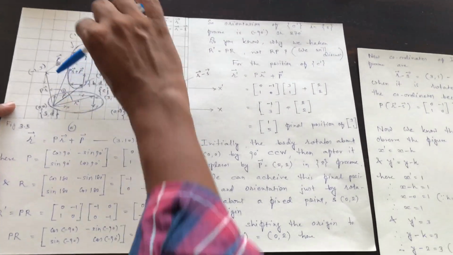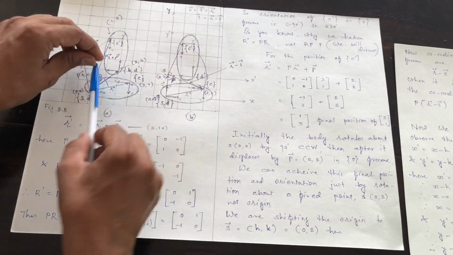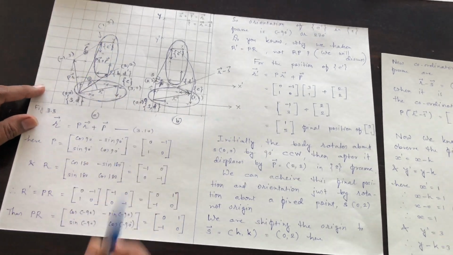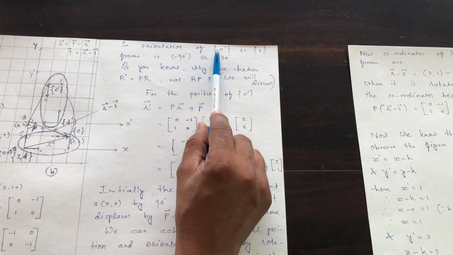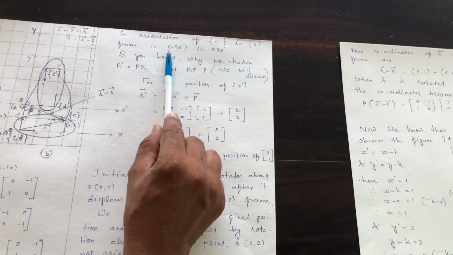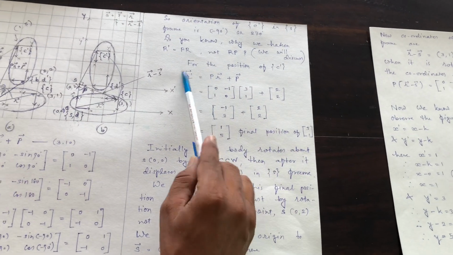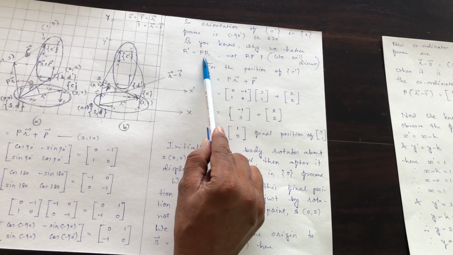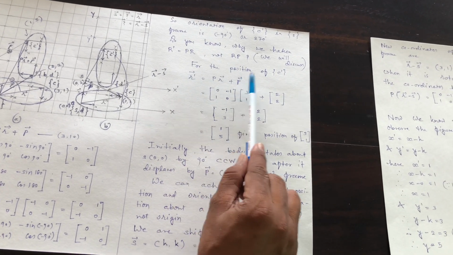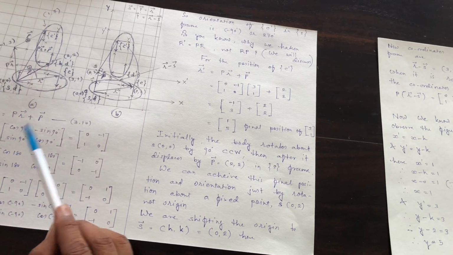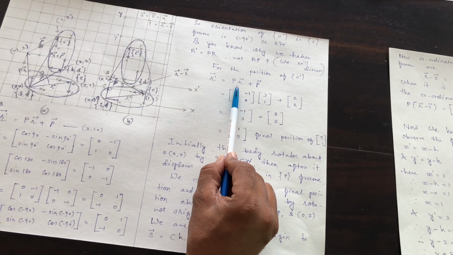This frame is X, but if we rotate like this, this is at an angle of minus 90 degrees with respect to the S frame. So the orientation of C dash in the S frame is minus 90 or plus 270. Do you know why we have taken R dash as PR, not RP? We will discuss later. Now for the position of C dash, R dash is PR plus P.